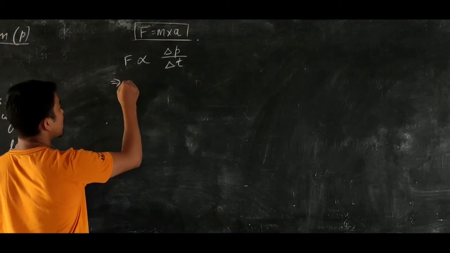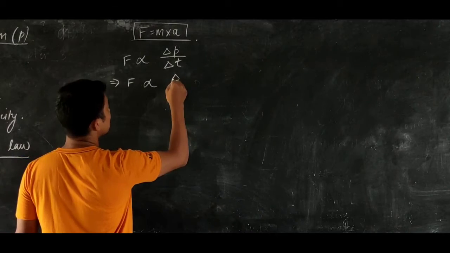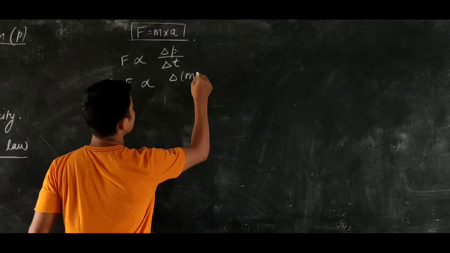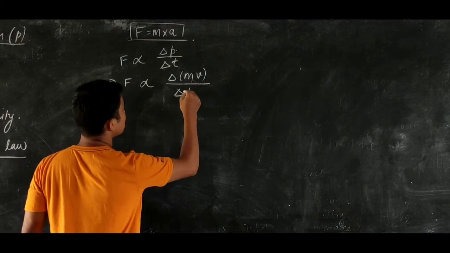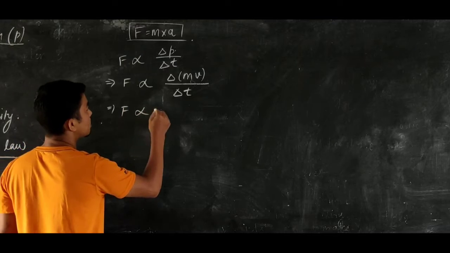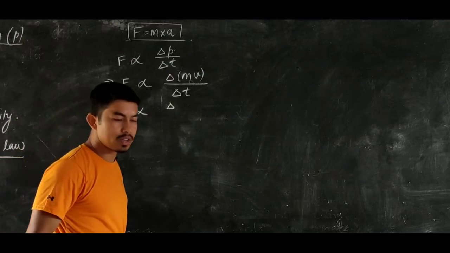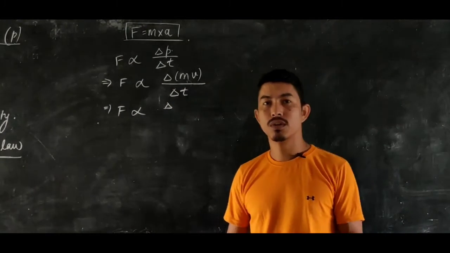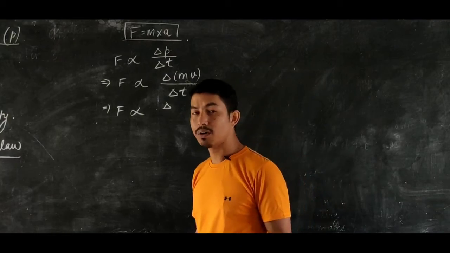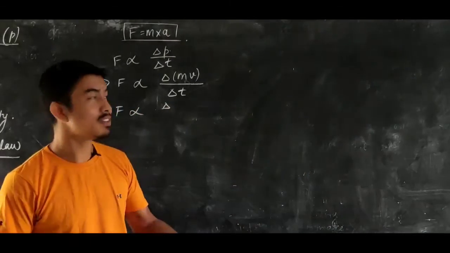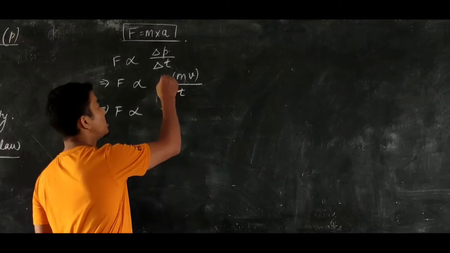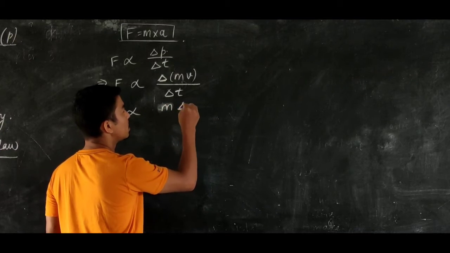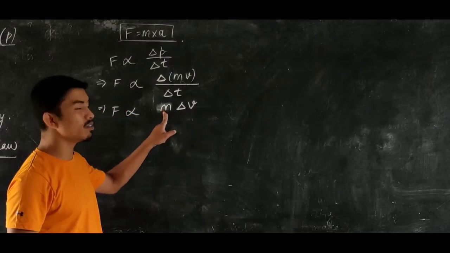So in the next step, what can I do? I can write F is directly proportional to del. Now instead of writing P, I can substitute the value of P, that is m into V, divided by del T. Now suppose you are running and somebody pushes you, what happens? Does your mass change? No, our mass remains constant, but what can change is the velocity. So I make this change only for velocity. So I take m out and I put del V. It is because the mass cannot change.